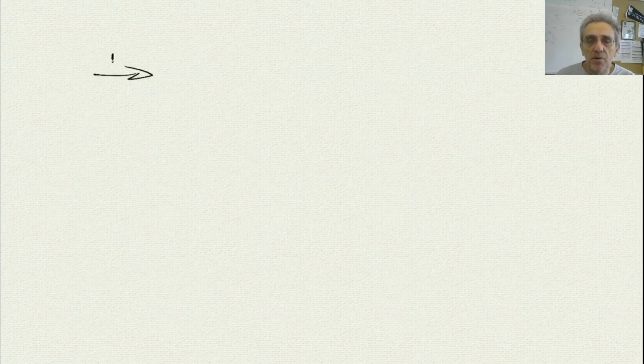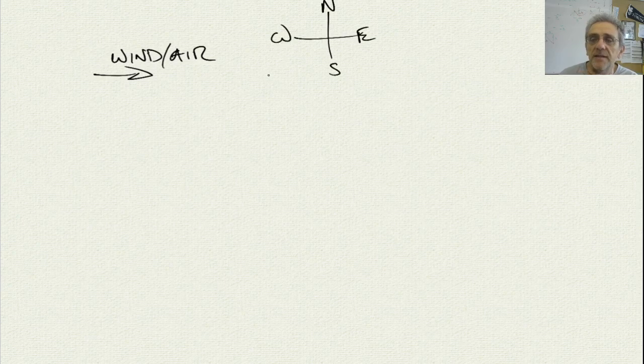So the other possibility, instead of water, is air, and that's usually a plane. So we might have, let's say, you can call it the wind or the air, is blowing. Now in this case, we'll go northeast, southwest. So let's say the wind is, or the air is blowing to the east, or you could say it's from the west. Okay, either way.